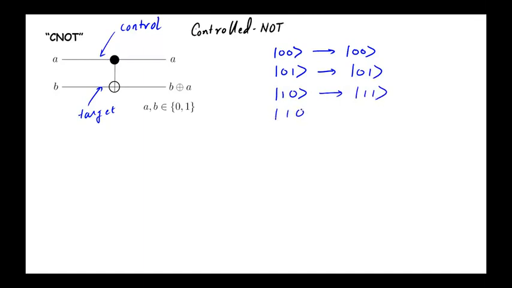How about 1,1? Again the control bit is 1, so the target bit flips. So the output is 1,0.